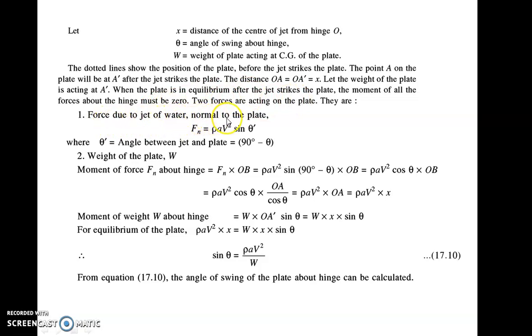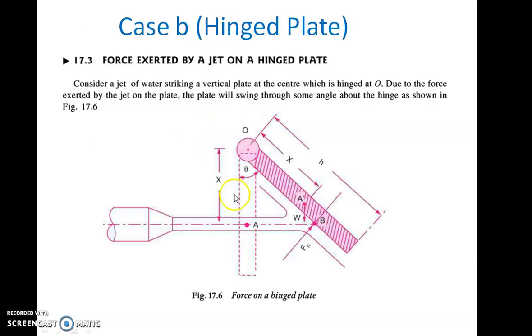Now there are two forces acting on the plate. Force due to jet of water normal to the plate, Fn. If you see in the figure, the normal force after the plate comes to the new position is Fn. The normal force you have to find from Fx first. When the jet strikes the vertical plate, Fx is given by rho a v square. That formula we have seen. This rho a v square will have two components. If you resolve this Fx along the normal to the plate and along the tangential direction to the plate, you will get the normal Fn.